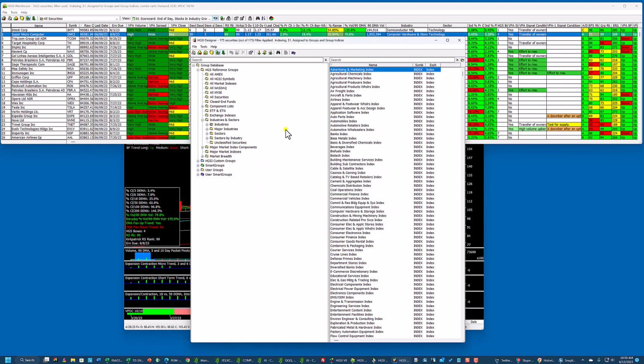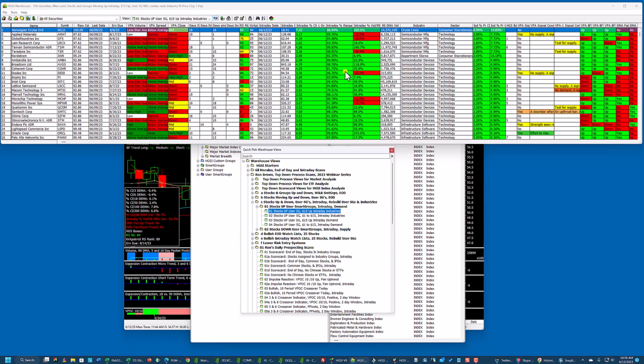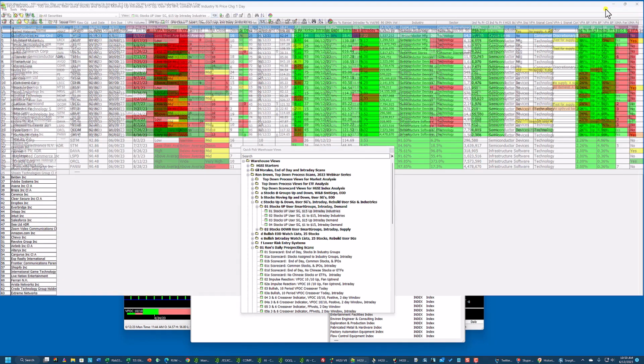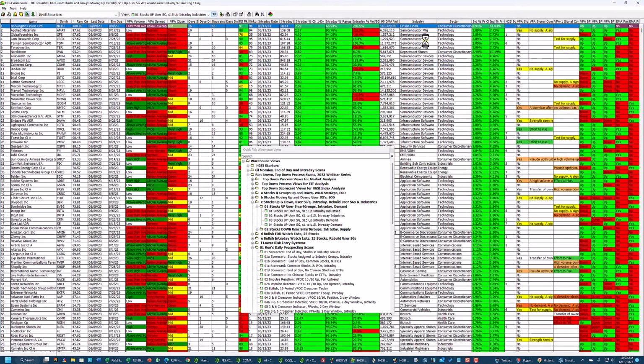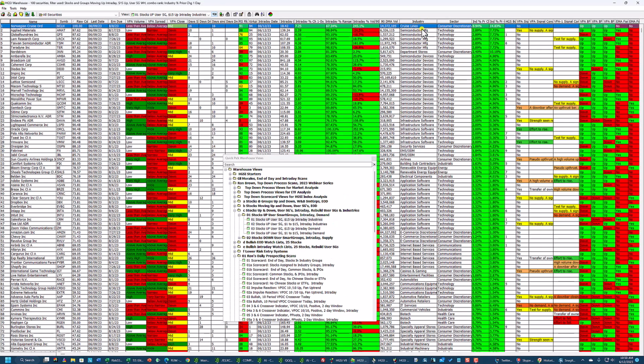Okay, they've been rebuilt. Now I'm going to go up here and click on C. These are stocks and groups moving up, intraday demand. These are $15 and above. I'm sorted on raw combo, and you can see instantly what is happening today. These are the groups that are moving up.